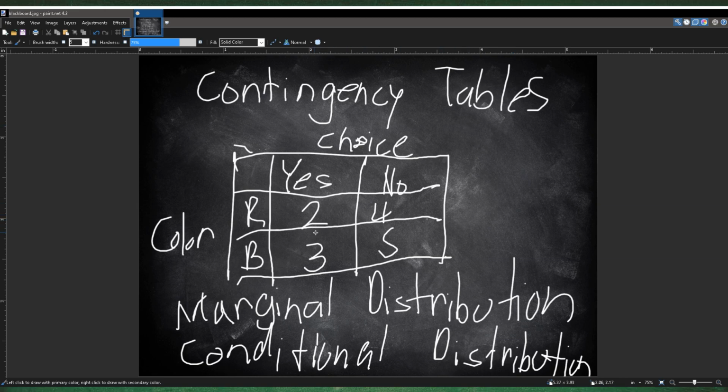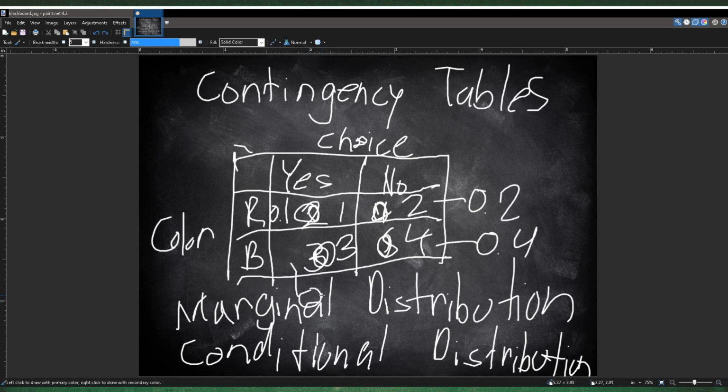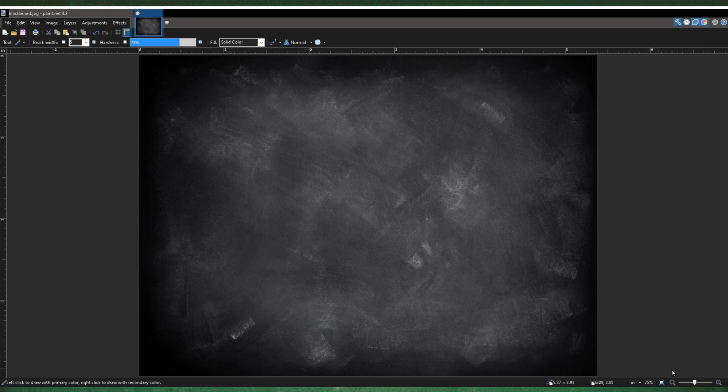So you have like 2, 3, 2, 4. Actually, let's change these numbers. Let's say 1, 2, 3, 4. So 1 plus 2 plus 3 plus 4 is 10. So this would be 0.1, this would be 0.2, this would be 0.4, and this would be 0.3. So it's now going to be in percentages, and always with percentages, you're going to have it add up to 1. Each of those boxes will add up to 1.